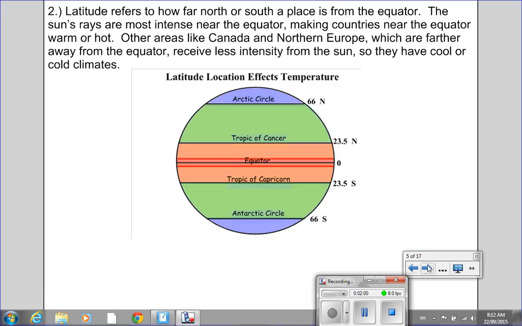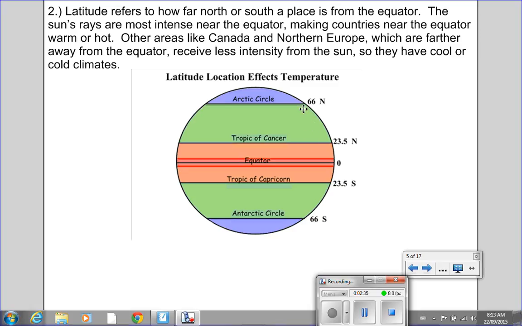Second, latitude refers to how far north or south a place is from the equator. The sun's rays are most intense near the equator. You can think of that as like a line cutting the Earth in half across, making countries near the equator warm or hot. Other areas like Canada and Northern Europe, which are farther away from the equator, receive less intensity from the sun, so they have cool or cold climates. Okay, sort of makes sense.